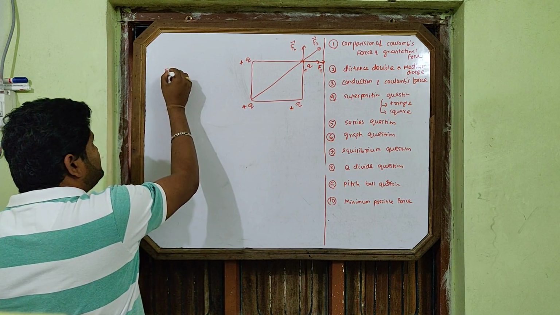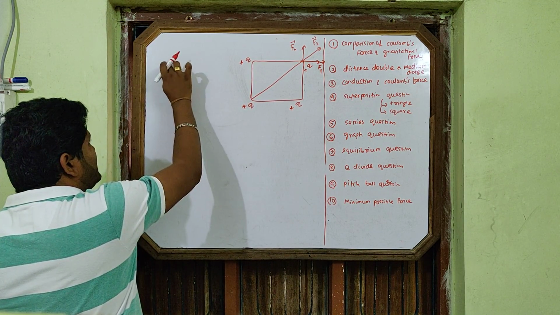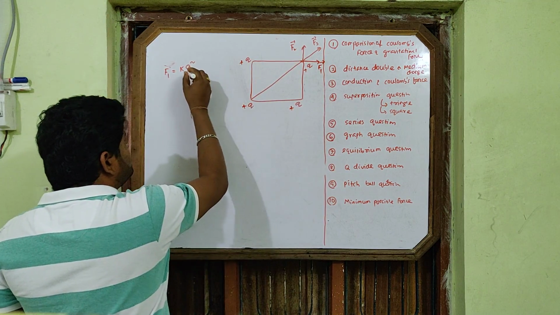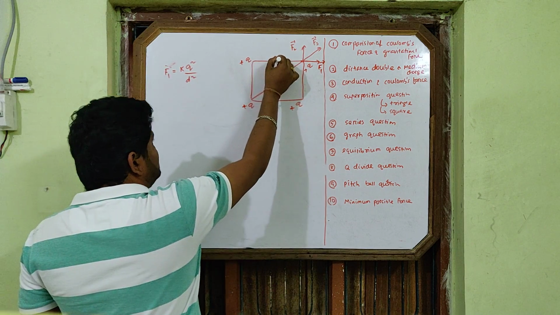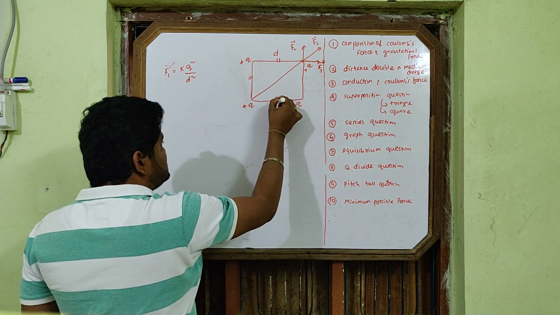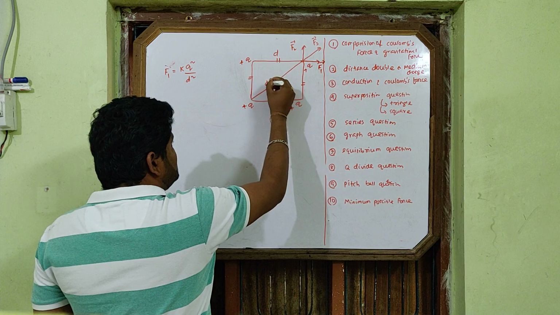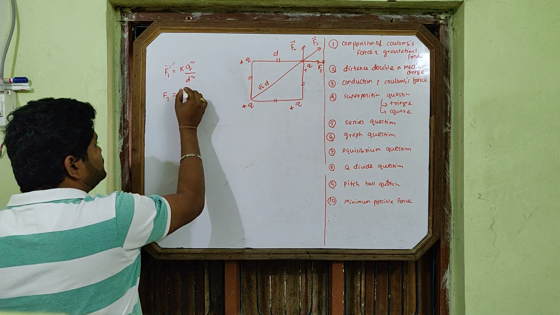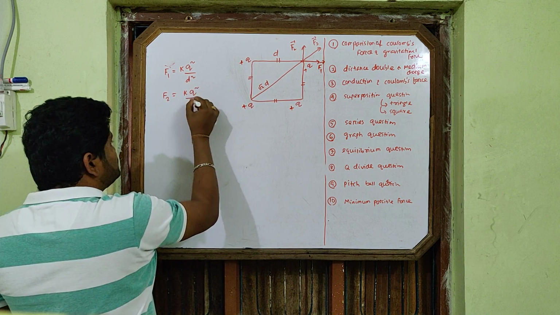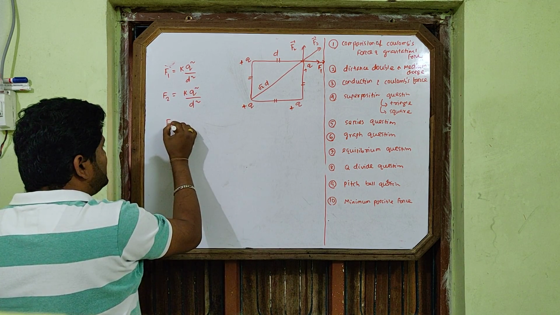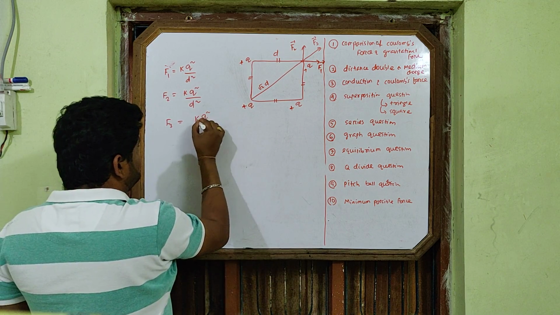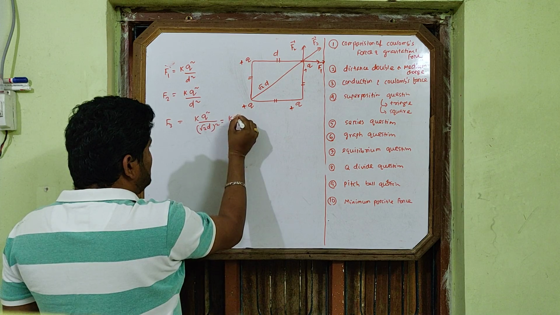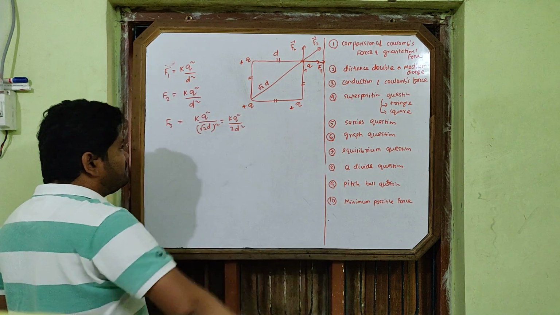Now write the magnitudes of the forces. F1, I am writing only the magnitudes, is K Q1 Q2, that is K Q square by D square. Take the distance as D. All the sides are the same D, and this one will be root 2 D, as this is the diagonal. So F2 is also K Q square by D square. But F3 is K Q square by root 2 D whole square, that is K Q square by 2 D square.